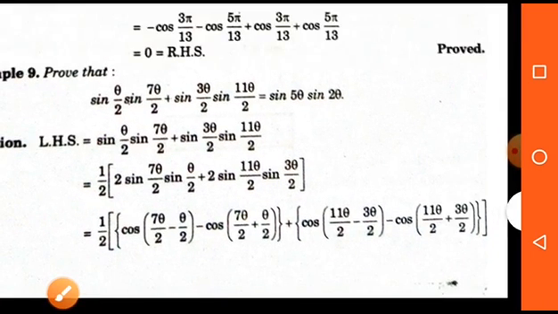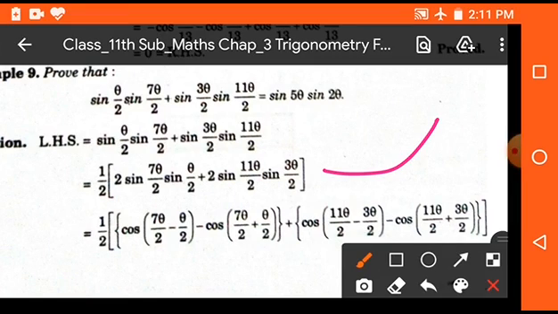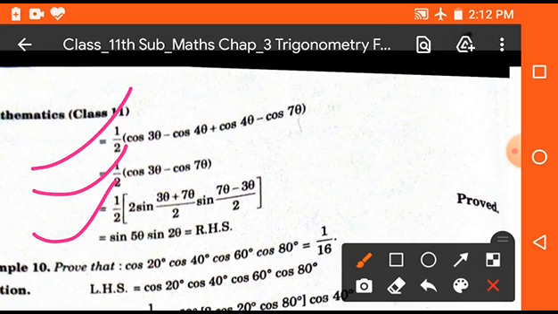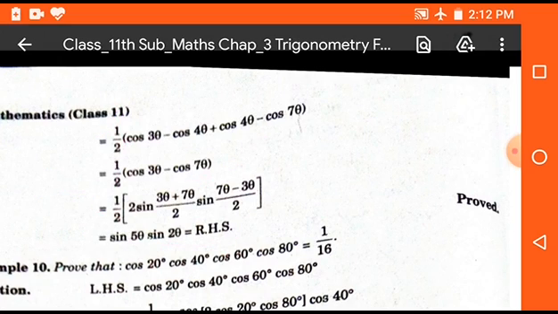In the same way the second term becomes cos(11θ/2 − 3θ/2) − cos(11θ/2 + 3θ/2). Okay, students? Now on solving we get 1 upon 2 in brackets (cos 3θ − cos 4θ + cos 4θ − cos 7θ). So we get 1 upon 2 (cos 3θ − cos 7θ). Finally we get 1 upon 2, 2 sin((3θ + 7θ)/2) sin((7θ − 3θ)/2), because here the formula is for cos C − cos D. So finally we get sin 5θ sin 2θ. Clear?